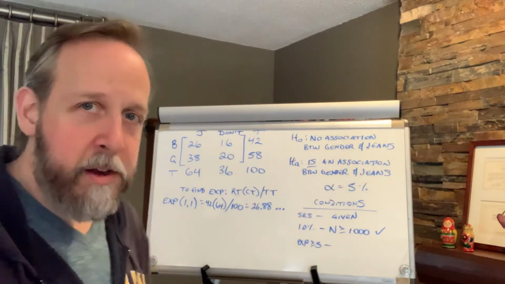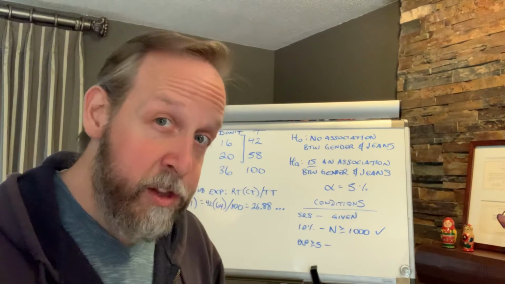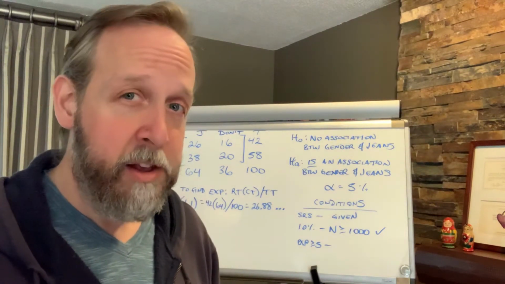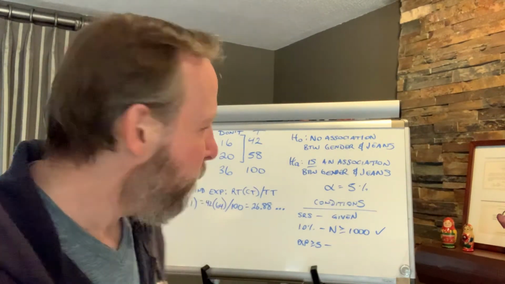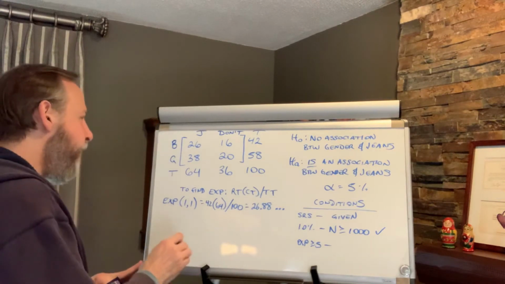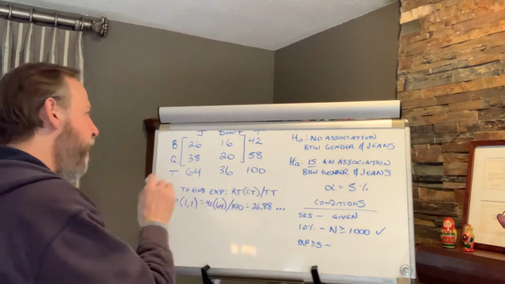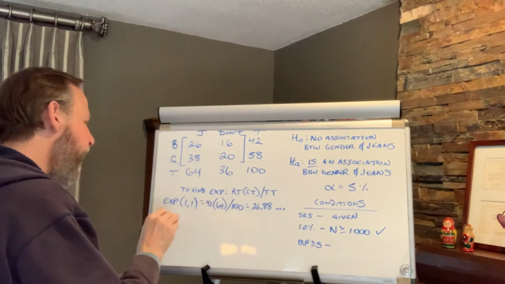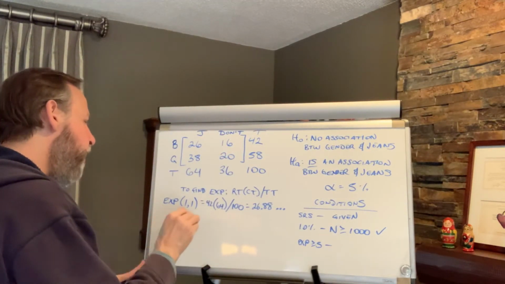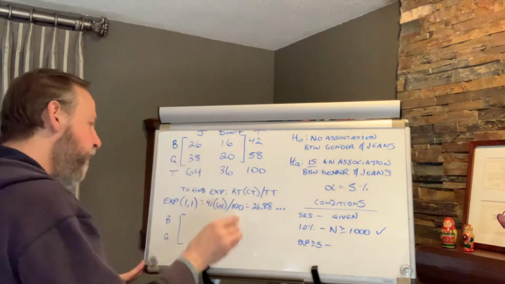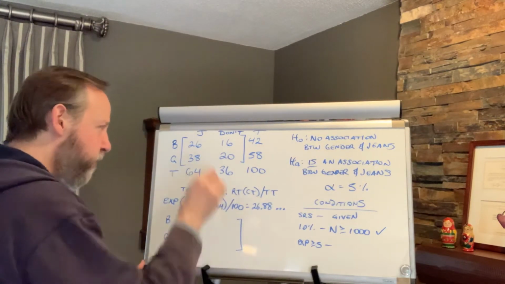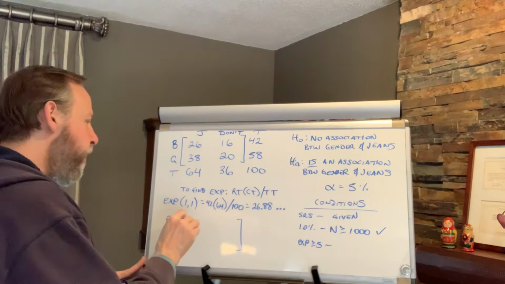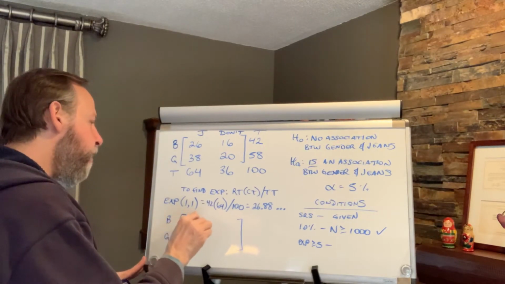Why do I do that? Because I'm showing that we will continue to do this for the remaining cells, but I'm not going to show it on paper. So here's my expected matrix. By the way, this is the observation. These are the expectations. I'm not going to write the jeans and the don't because they're still lined up. So I have 26.88 here.